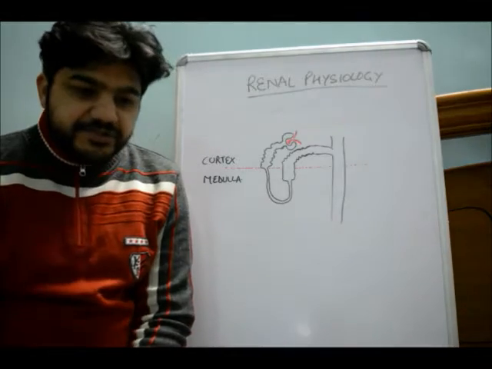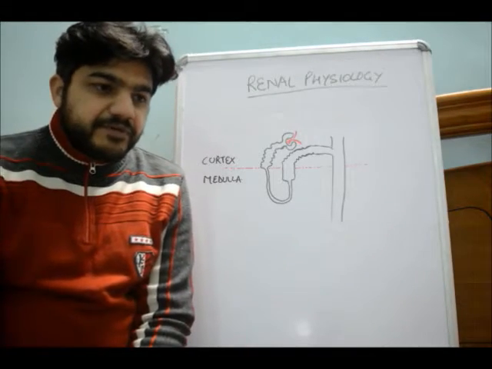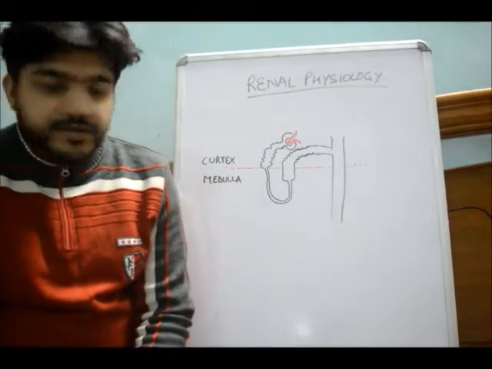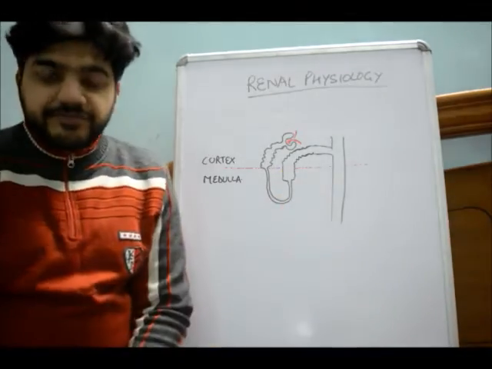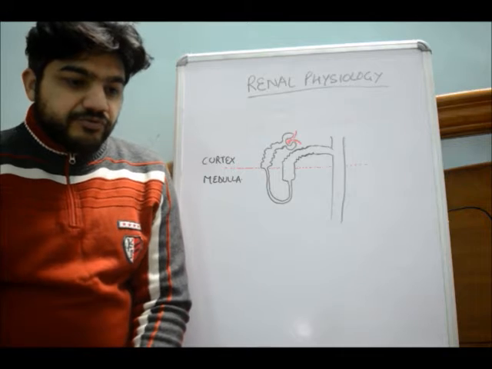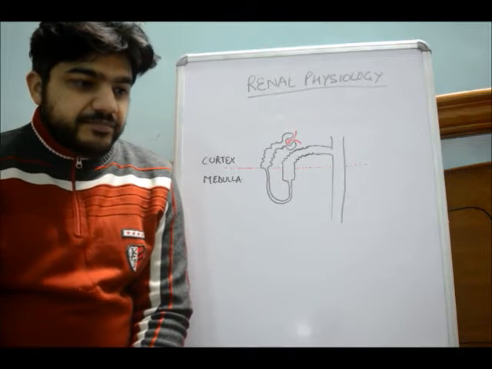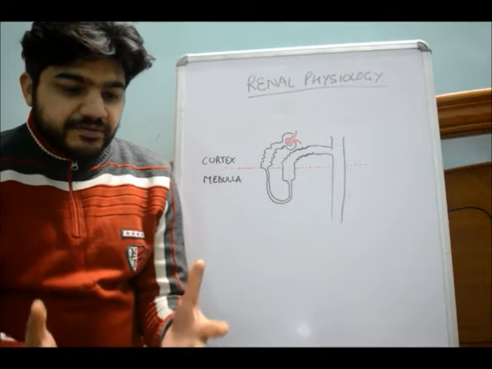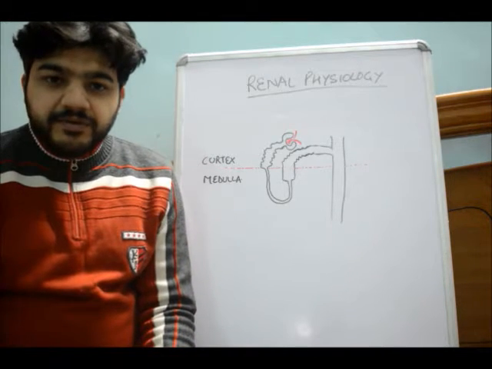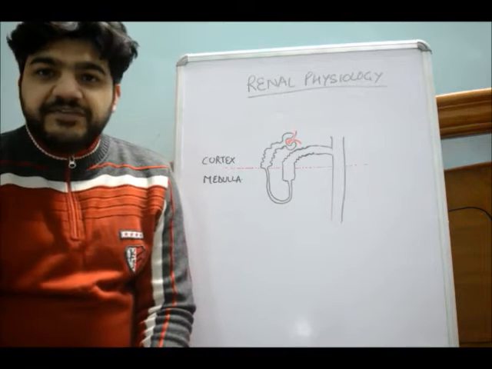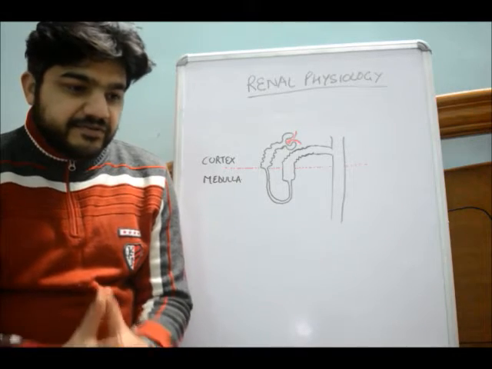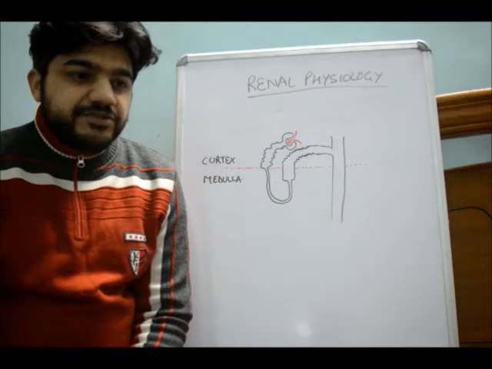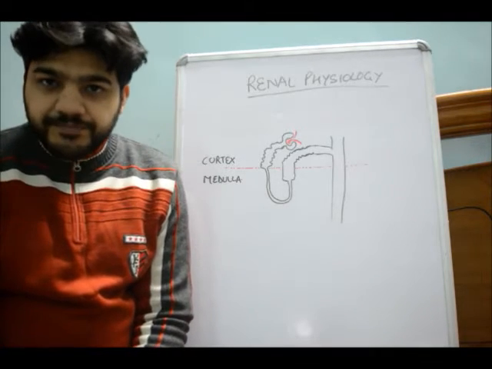So, the basic functional unit of the kidney is the nephron, and I have made the structure of a nephron over here. This nephron serves the purpose of filtration, reabsorption and secretion, and these three functions help in formation of what we call urine.